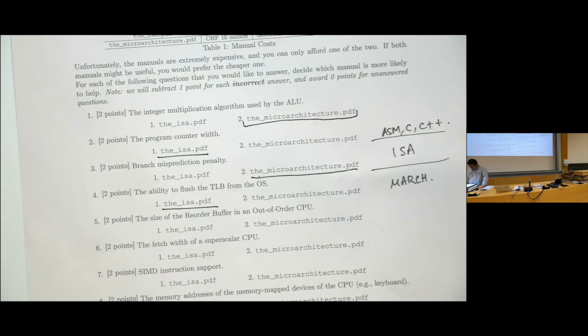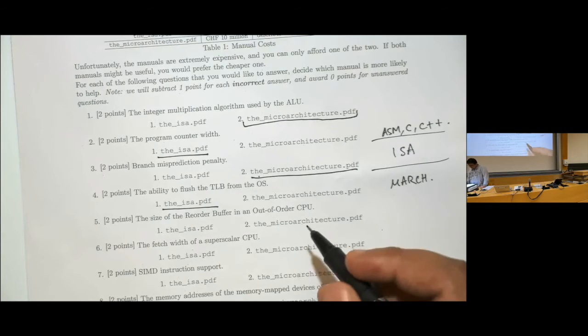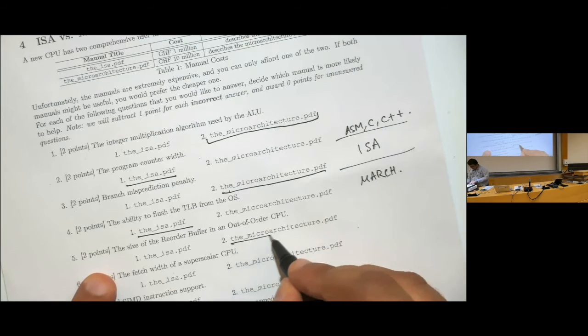So this can be found in the ISA. And the size of the reorder buffer in an out of order CPU. So again, the reorder buffer is transparent to the programmer, and it is specific to the microarchitecture. So the size of the reorder buffer is something which the programmer wouldn't know. So the ISA does not mention that anywhere. So it's in the microarchitecture.pdf.